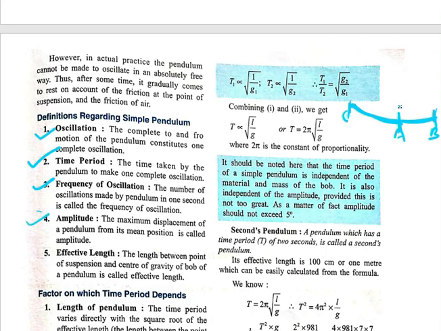And effective length, what is effective length? The bob is generally attached to a particular fixed surface. This length is known as our effective length. It is the length between the point of suspension and the center of gravity of the bob of a pendulum. So you need to remember all the 5 definitions.